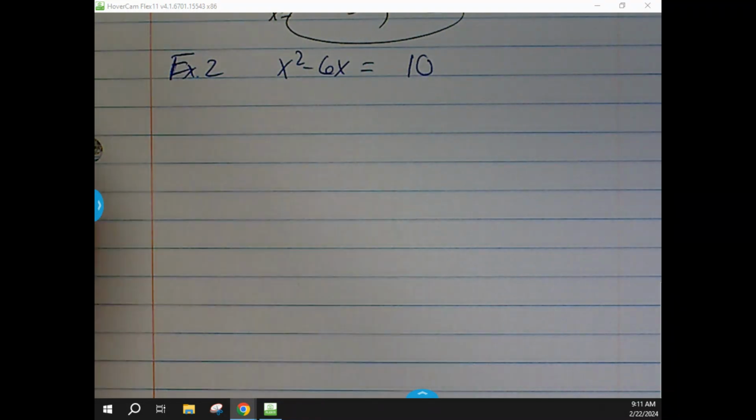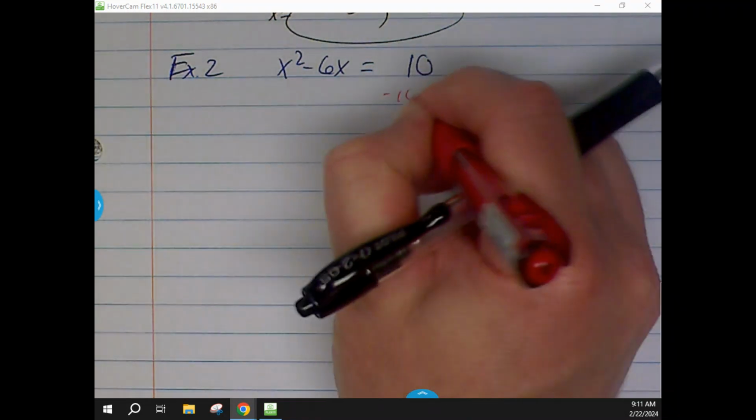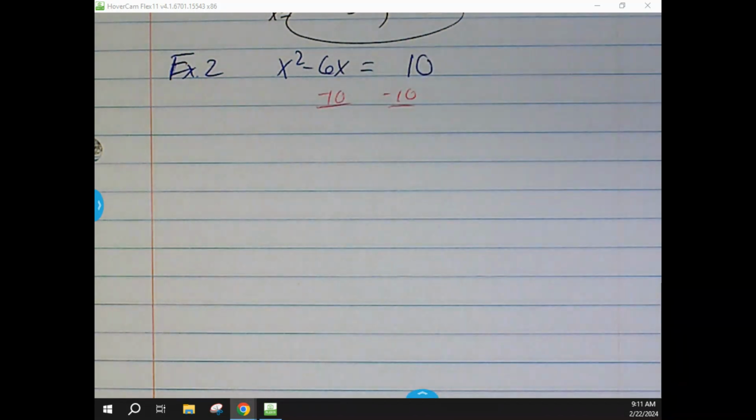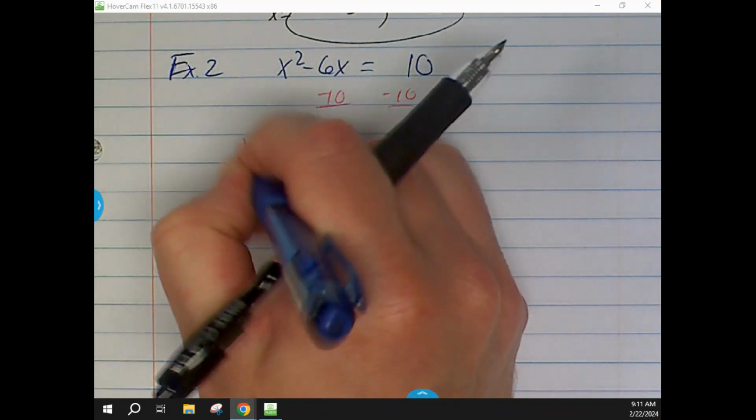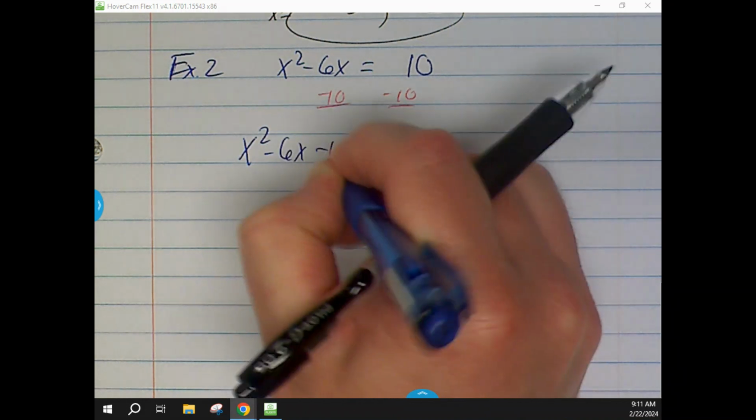So for these, the very first thing we need to do is make sure it equals 0. So we'll subtract 10 from both sides. So we've got x squared minus 6x minus 10 equals 0.